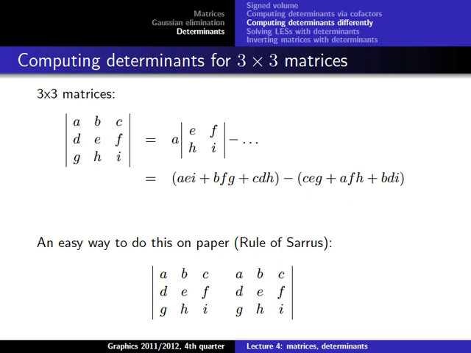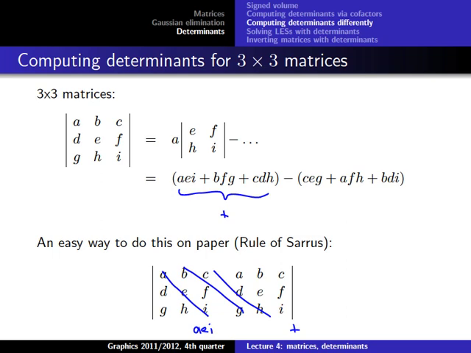And how you do that is you write down the matrix a second time next to it, and then you cross out the diagonals and write them down here, A, E, I, and here B, F, G, and here C, D, H. And then you see these are exactly the positive values here.